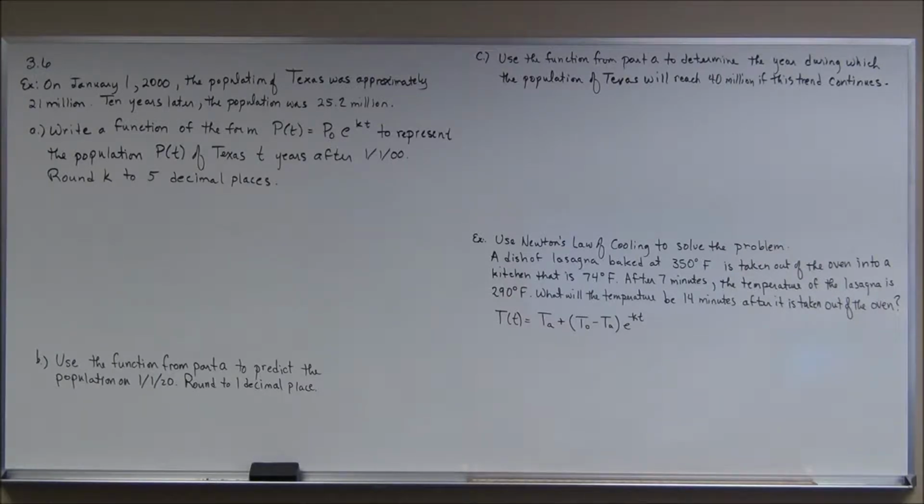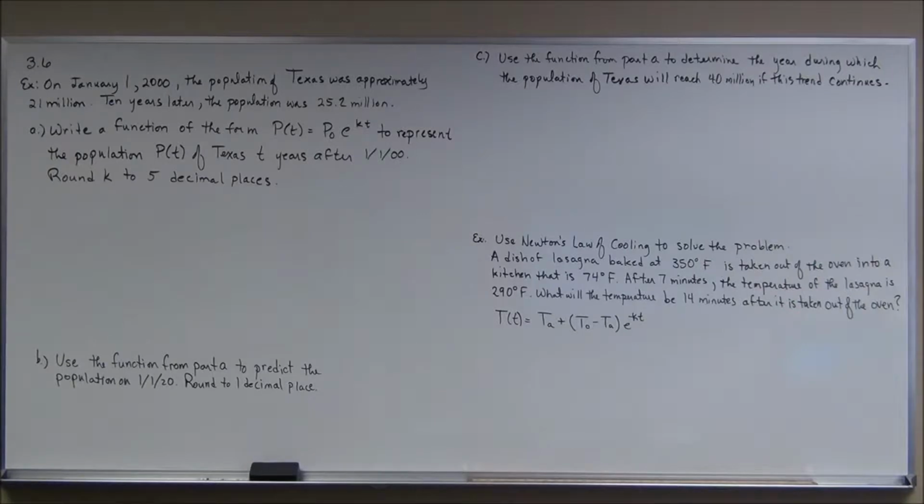Alright, now we're going to go back to where we had left off from the last video, looking at applications of exponential growth and decay. And the first one up here has to do with population. It says on January 1st of the year 2000, the population in Texas was approximately 21 million people.